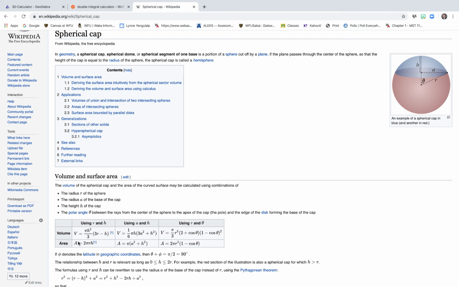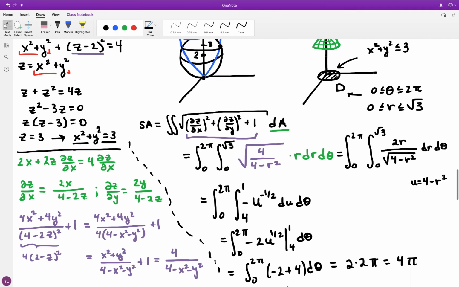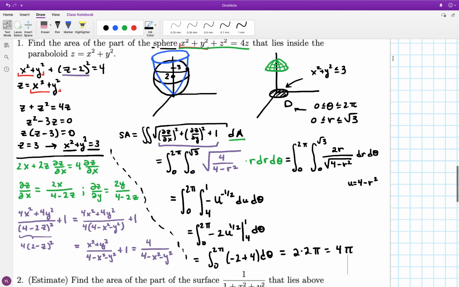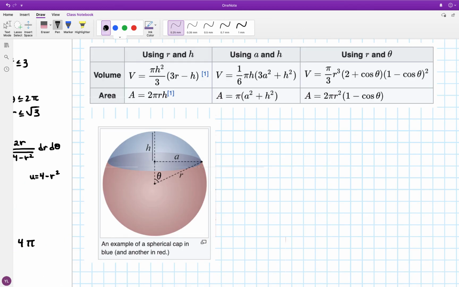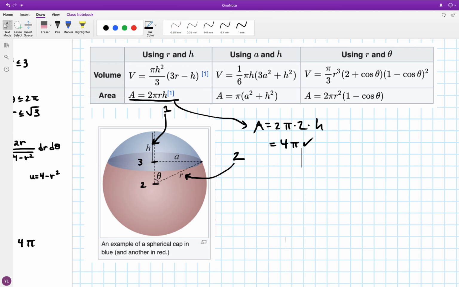If I just Google spherical cap, I can get the volume and area in terms of some dimensions of the sphere. So I'm going to copy that over here so that you see and just figure out what the values are for this particular problem. This was a sphere of radius 2, and the h part, the height of the cap, was the distance between z equals 3 and z equals 4. So the height there is 1. I'm getting an area of 4 pi either way, from the longhand integral that I worked out and from Wikipedia.